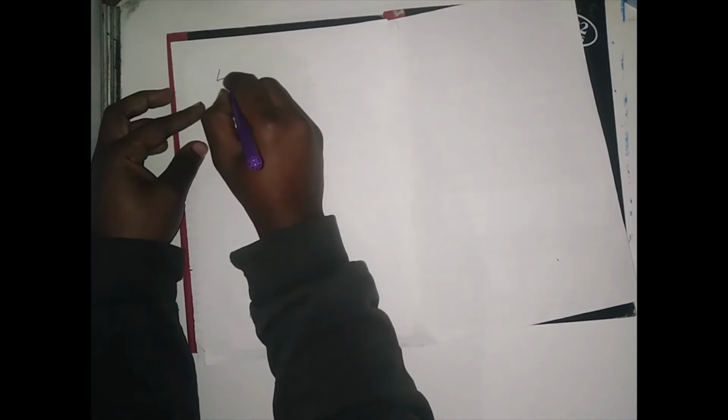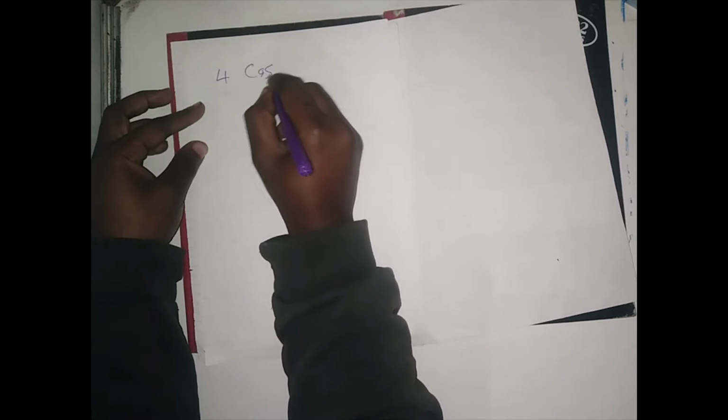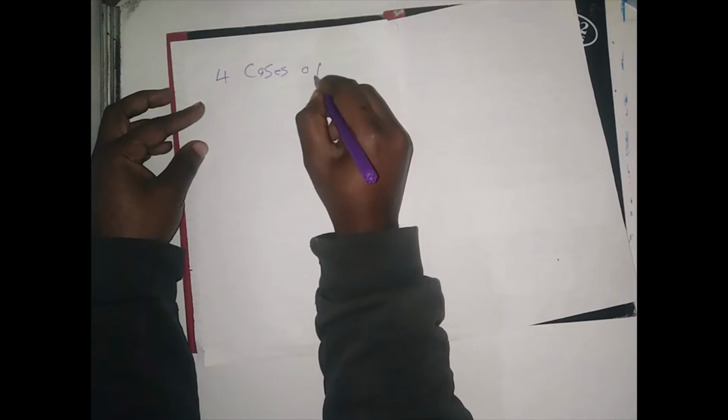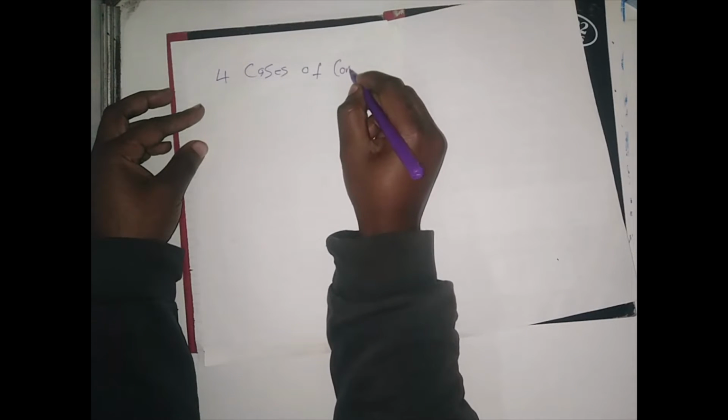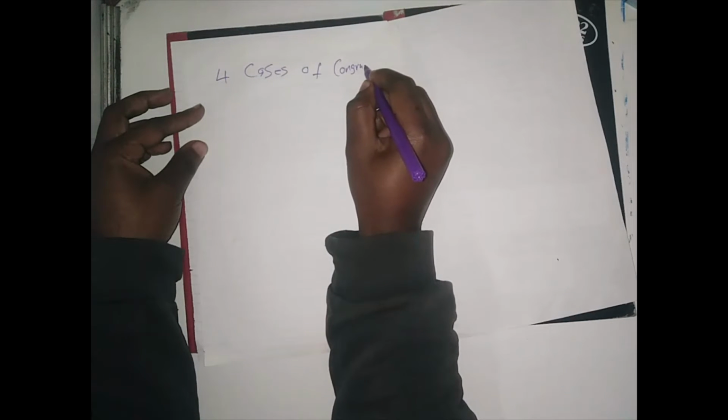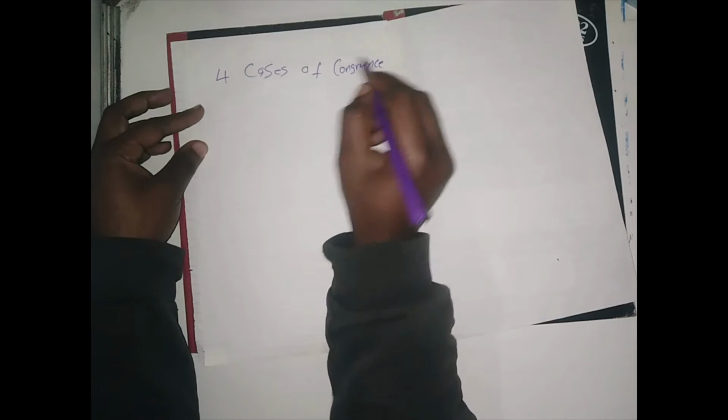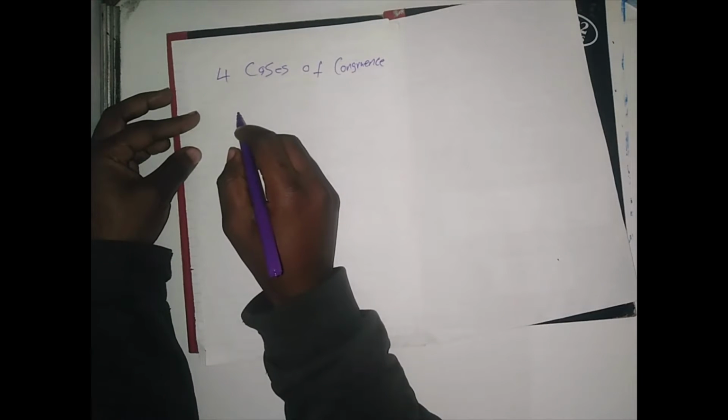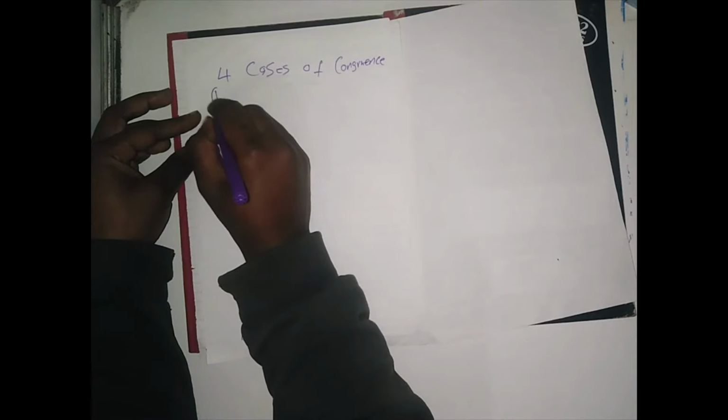Okay, but you cannot just pick and choose anything. There is a certain measure that you need to follow, and we call those measures the 4 cases of congruence. Now, what are those 4 cases of congruence? Okay, so what is that? The first one is side.